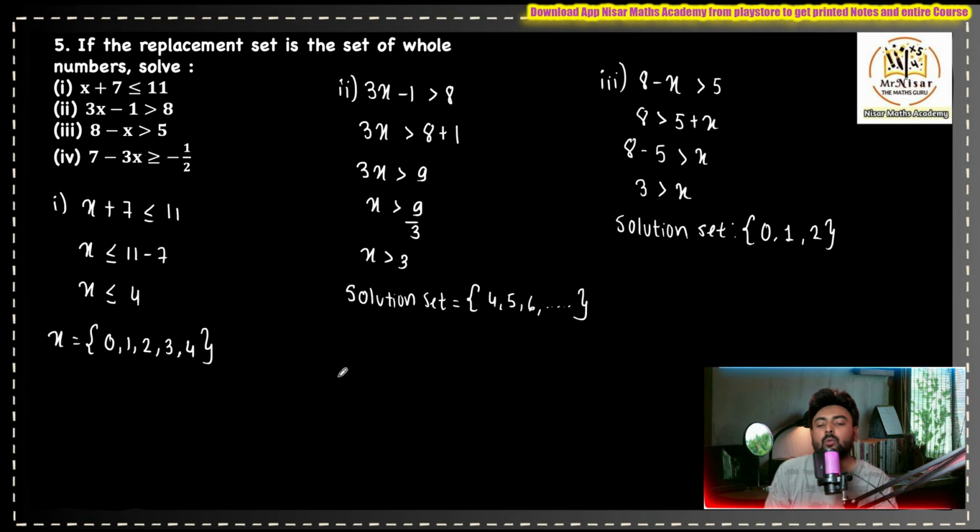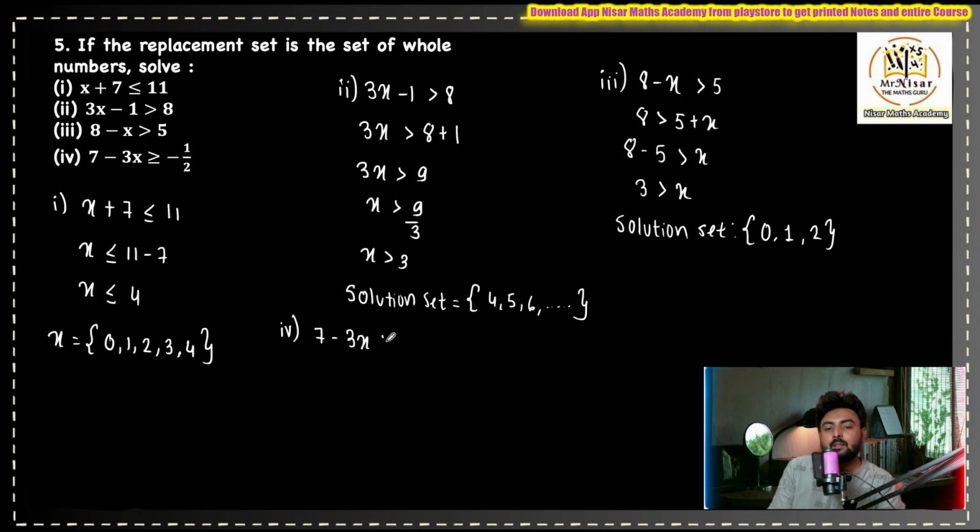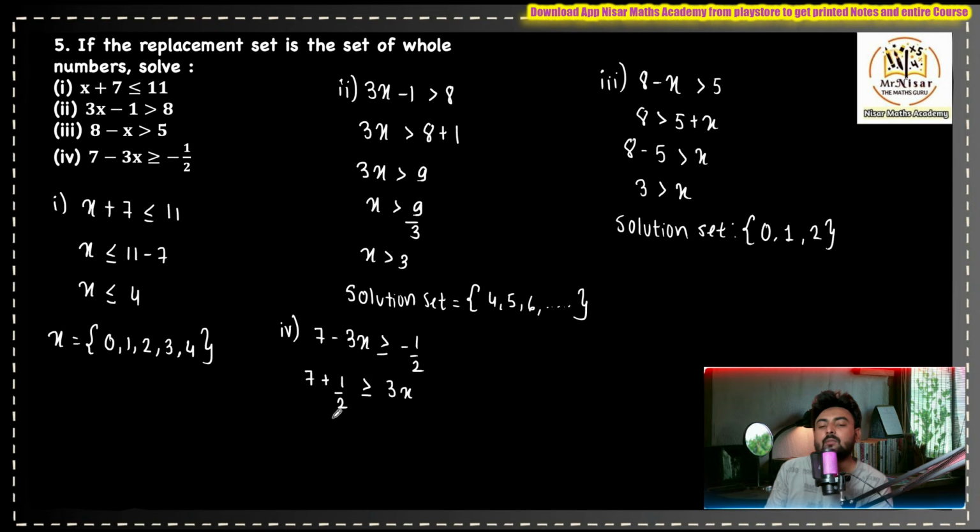Let's go for the fourth one. So it is 7 minus 3x greater than minus 1 by 2. Okay, so minus 1 by 2 will go to this side, becomes plus 1 by 2, and that minus 3x will go to this side, becomes plus 3x. Here we have not done anything, just transferring. So during transferring there will be no change in the sign. So if I cross multiply here, 7 2s are 14, 14 plus 1 is 15, 15 by 2. I have got this till now.